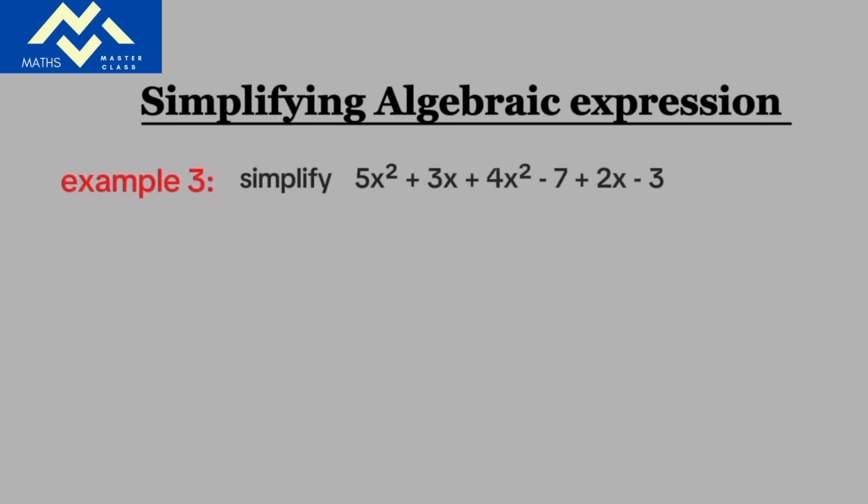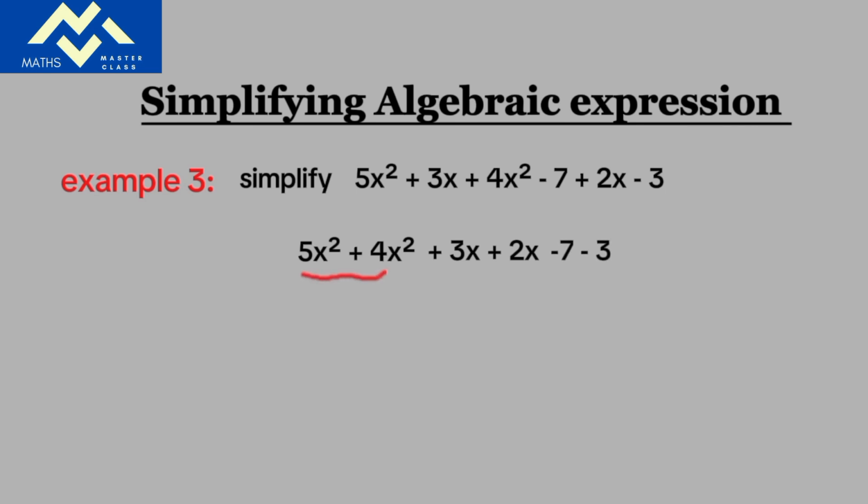Example 3. Simplify 5x squared plus 3x plus 4x squared minus 7 plus 2x minus 3. Okay, we start by collecting like terms. 5x squared and 4x squared have the same variable and power, so we bring them together. Also, 3x and 2x, and then, minus 7 and minus 3.